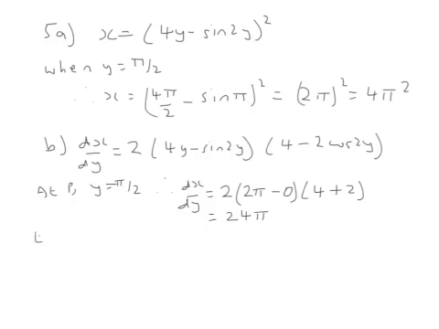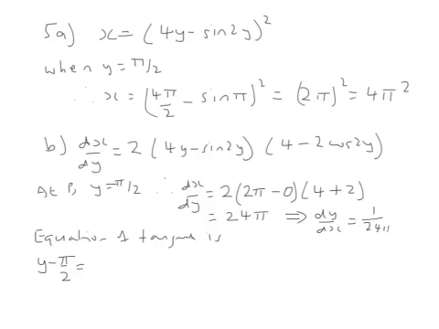So the equation of the tangent is y minus y dashed, so that's y minus pi by 2, equals m. Well, the gradient is dy by dx, so from here we can say that dy by dx is 1 over 24 pi. So it's 1 over 24 pi times x minus x dashed, and that's 4 pi squared. That's what we got back here.